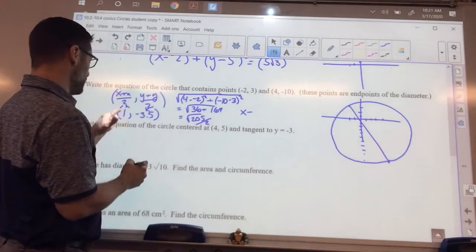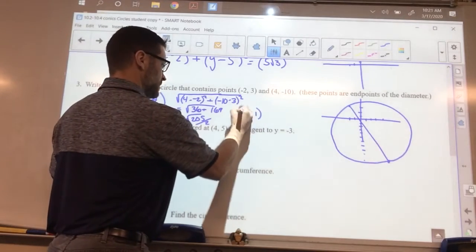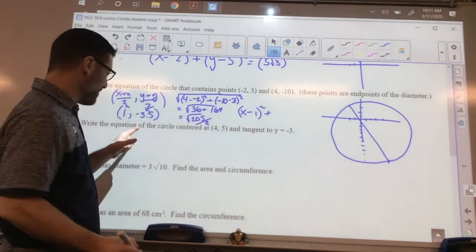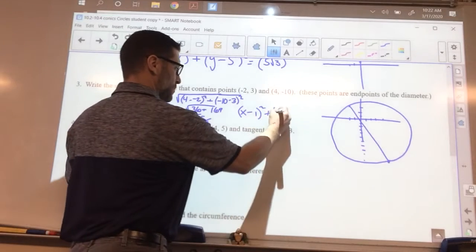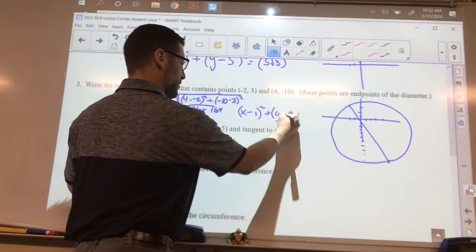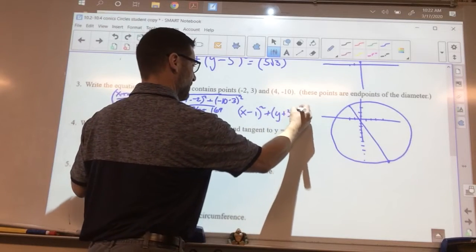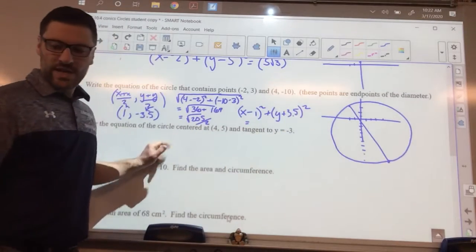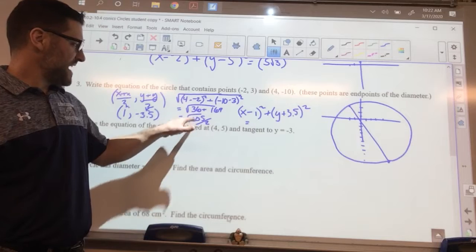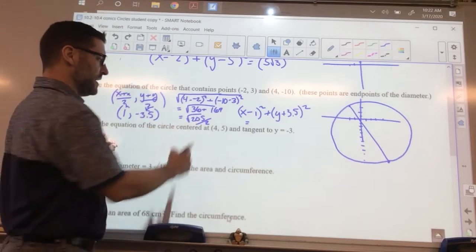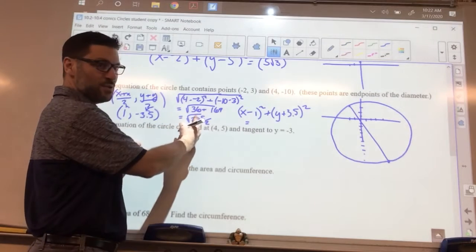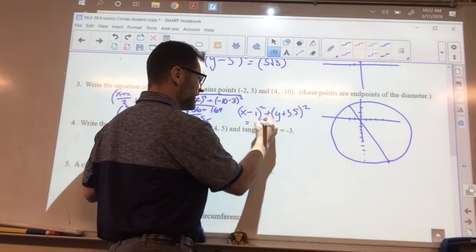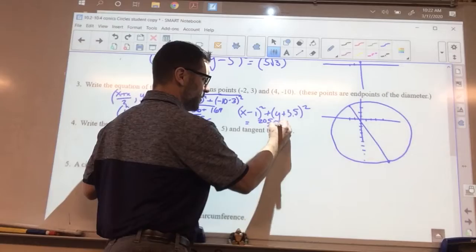(x minus the h value) squared plus (y minus the k value), the k value, I'm going to put plus 3.5, squared is equal to the radius squared, which is that squared. And if I was to square the top, I get 205, and if I was to square the bottom, I would get 4. So I'm going to get 205 over 4.